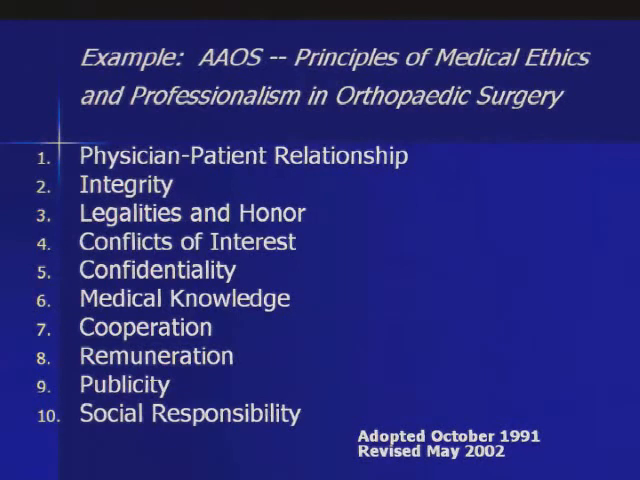And as an example, many medical societies have taken that AMA Code of Ethics and developed something similar. I pulled out the Orthopedic Surgery Code simply because they were sponsoring the conference. But I think they speak similarly to other professional societies as well. And these are some of the values that they promulgate: primacy of the physician-patient relationship, integrity, focus on legalities and honor, conflict of interest avoidance, confidentiality protection, medical knowledge, lifetime pursuit of, cooperation, remuneration, publicity, and social responsibility.